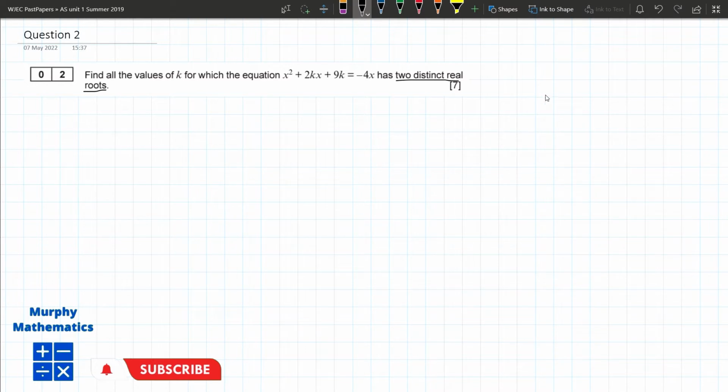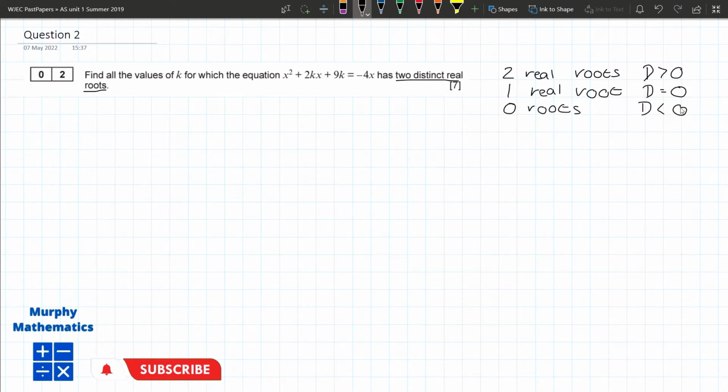So we have three scenarios with roots. We have two real roots when the discriminant is greater than 0. We have one real root when the discriminant equals 0, and we have 0 roots when the discriminant is less than 0.